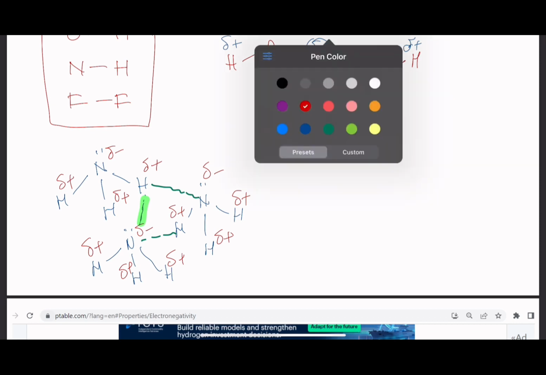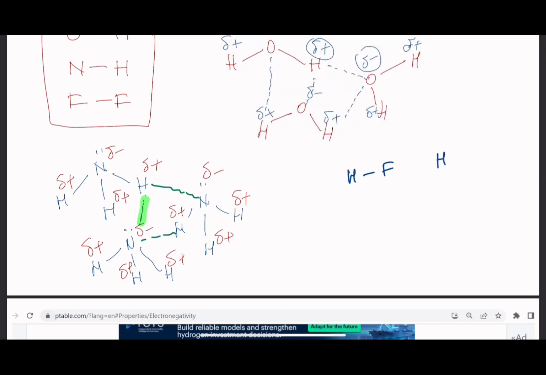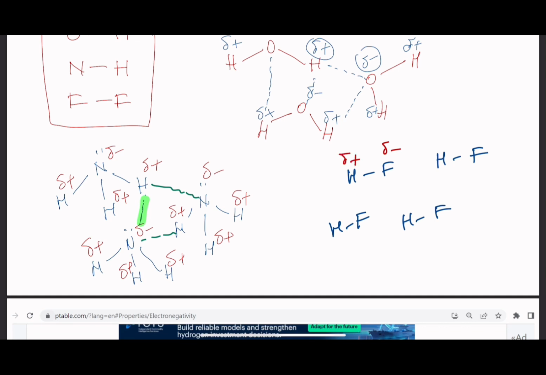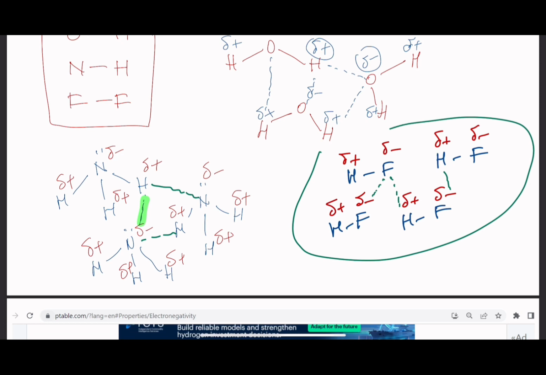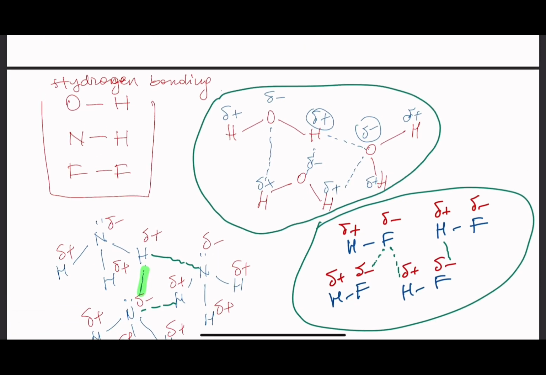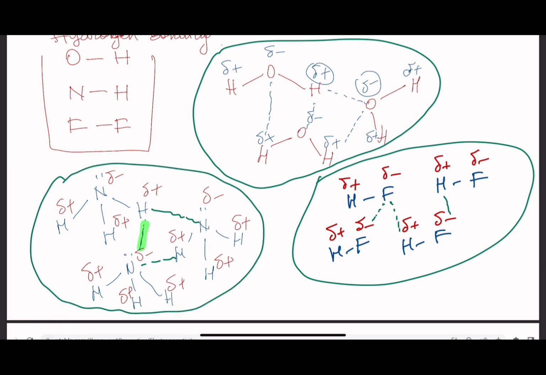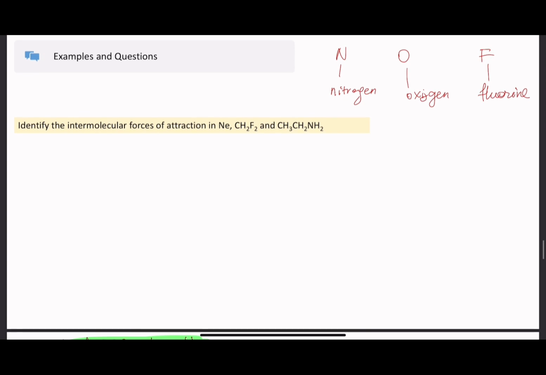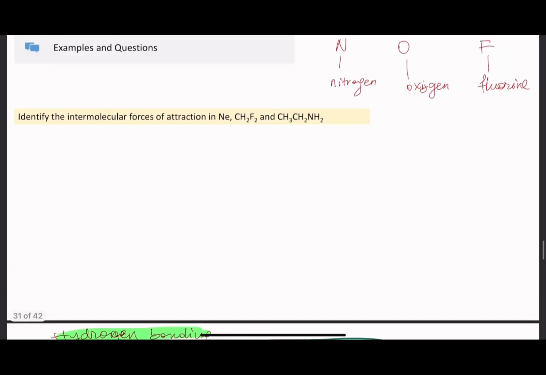And now I'm going to show you with fluorine. For example, I have hydrogen fluoride, and then another hydrogen fluoride, and another, and another. So I know that this is partially negative and this is partially positive, because fluorine is more electronegative. And then I have this bonding happening here. These are all hydrogen bonds, but I showed you different versions. So whenever you see this, you know that you have hydrogen bonding.